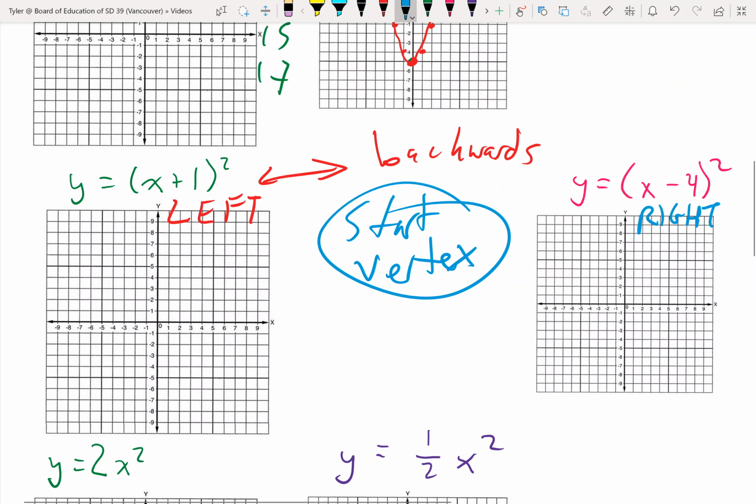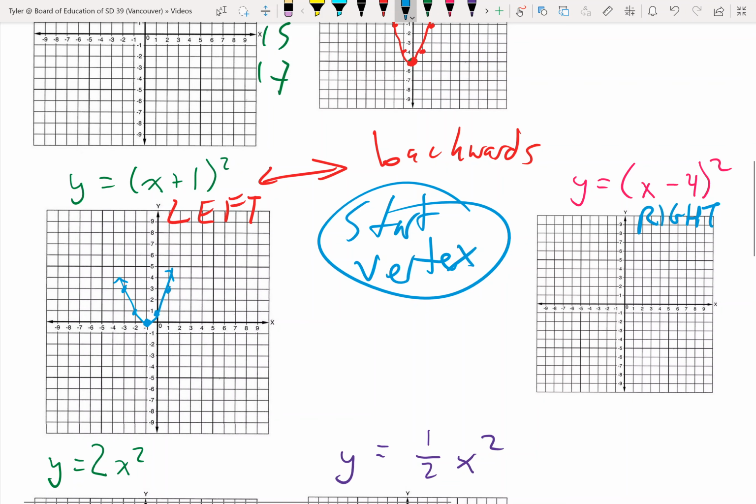So this first one, we're supposed to start at 0, 0, but it was plus 1, which means we move left. So I'm actually going to shift 1 over right there. Bam, that's our start. Then we do the rest of the step value. Over 1, up 1, over 1, up 3, over 1, up 5, same idea. I usually just do 5 points because that's enough for a parabola.